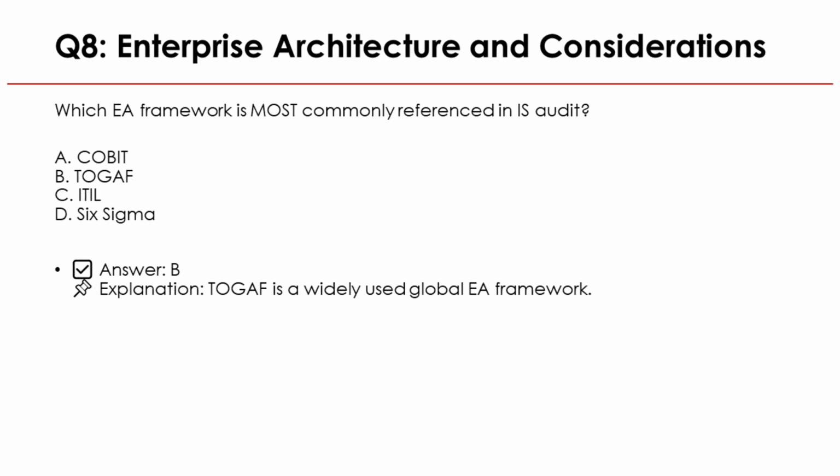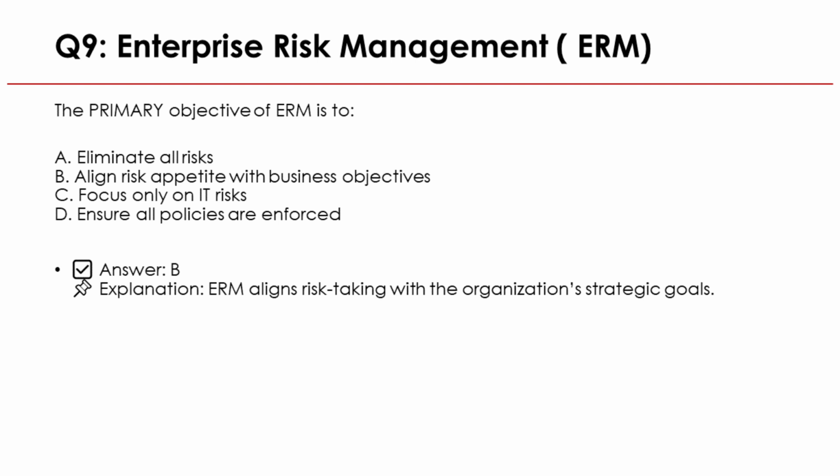Remember this trio. The primary objective of ERM is: Option A, to eliminate all risks, impossible. Option B, to align risk appetite with business objectives, correct, that's the purpose of ERM. Option C, to focus only on IT risks, ERM is enterprise-wide. Option D, to ensure all policies are enforced, not ERM's role. Correct answer, B, align risk appetite with business objectives. ERM is like setting the speed limit, how much risk the organization is willing to take.